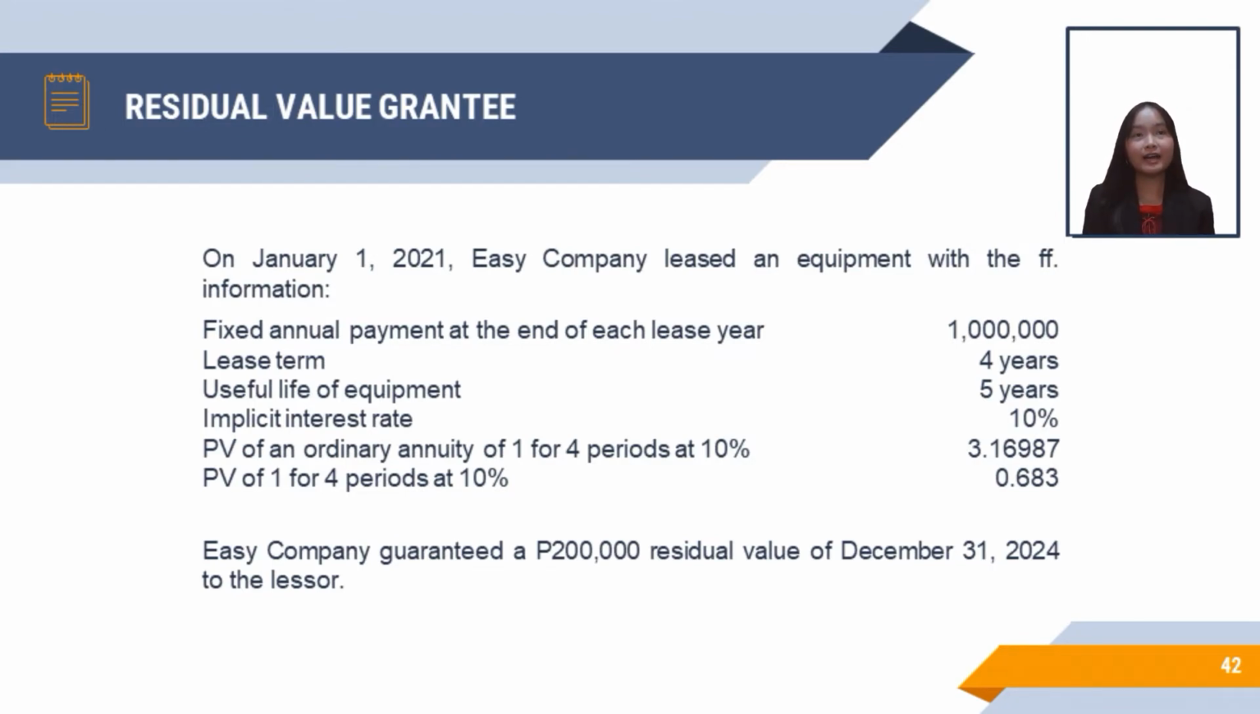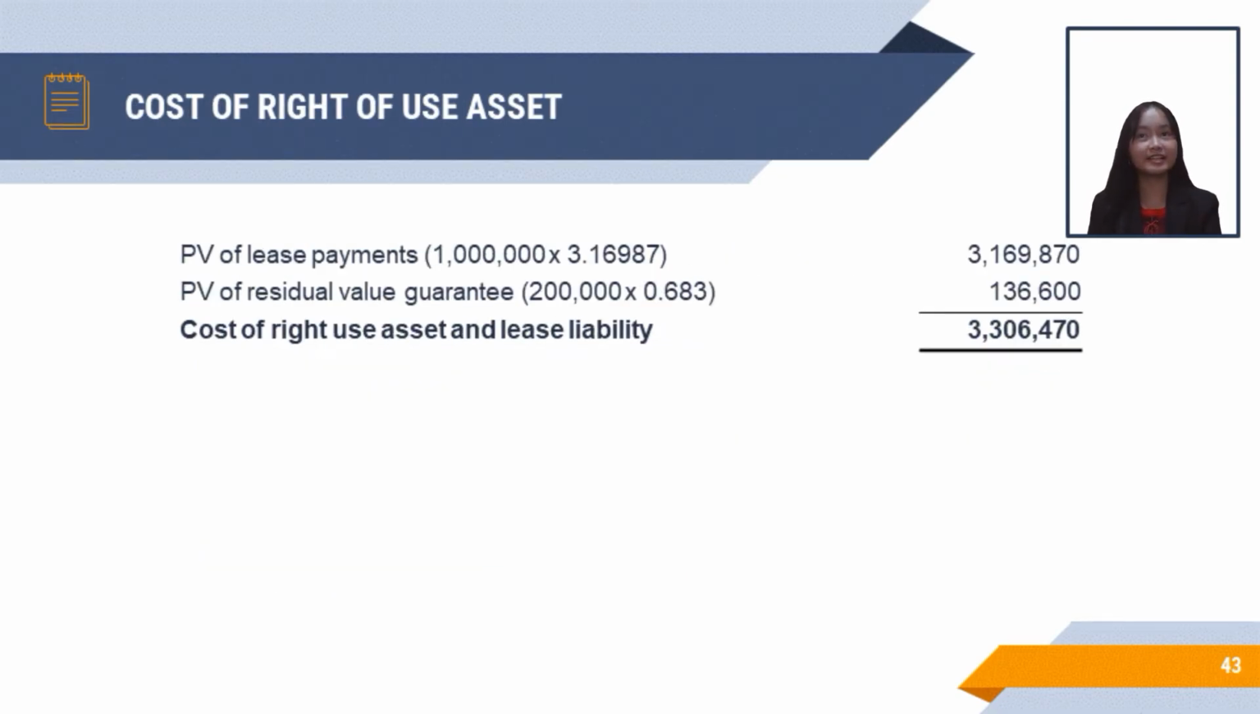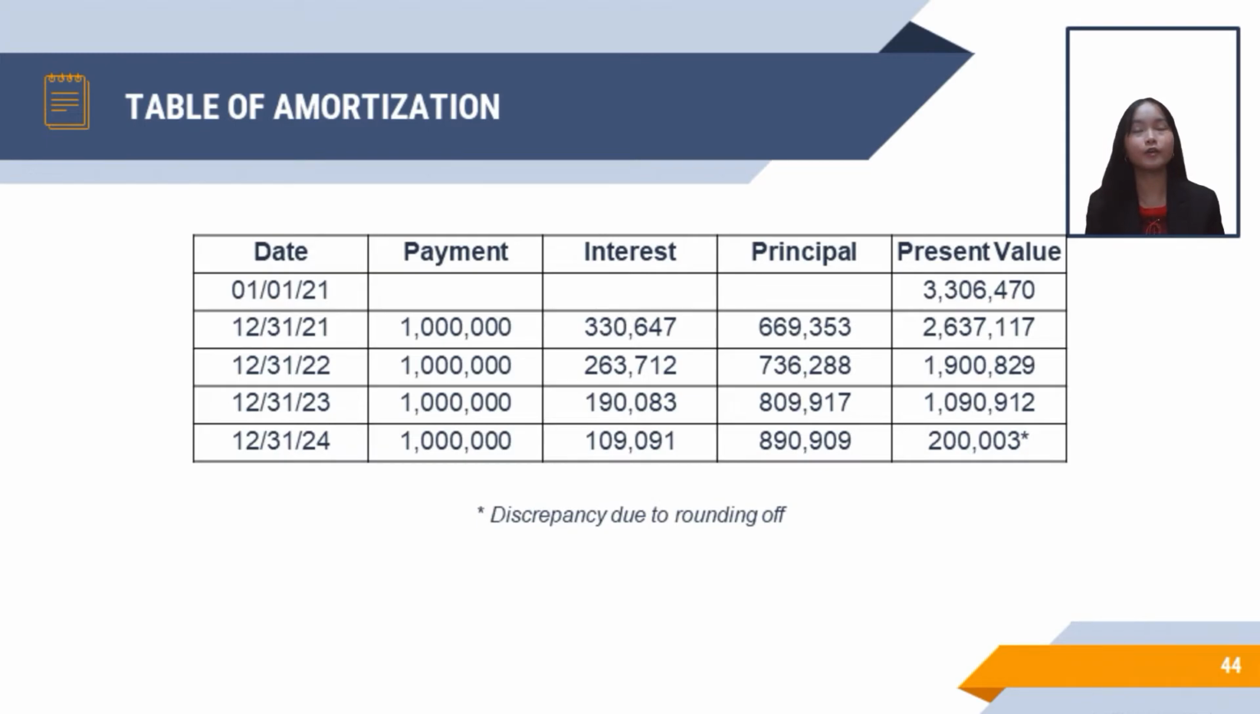So, EC Company guaranteed a 200,000 pesos residual value on December 31, 2024 to the lessor. To compute for the cost of right of use asset and lease liability, we will deduct present value of lease payments, which we multiply fixed annual payment and present value of an ordinary annuity of 1 for 4 periods at 10%, and present value of residual guarantee, which we multiplied residual value guarantee to present value of 1 for 4 periods at 10%, and thus the cost of right of use asset and lease liability is 3,306,470. So here's the table of amortization.